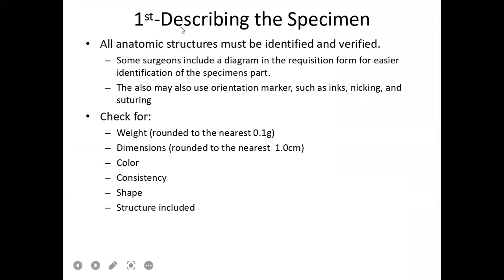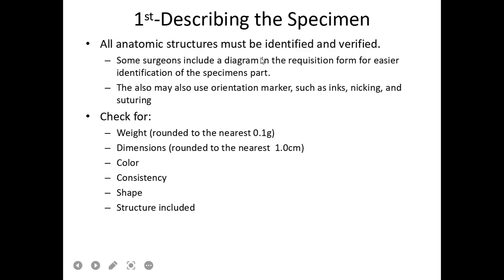Again, the first end product in grossing is the description of the specimen, describing the specimen. All anatomic structures must be identified and verified. No? So again, if the organ is uterus, is that really only a uterus? It may include some of the tissues or organs near to it. So you also have to include them.